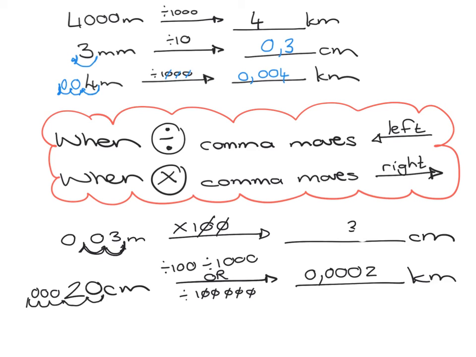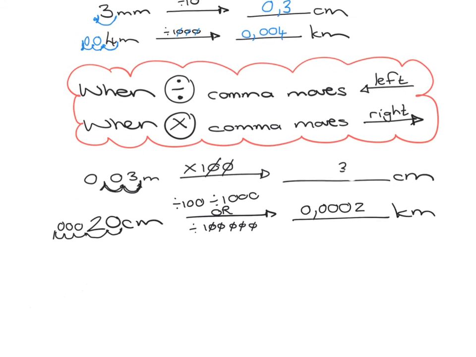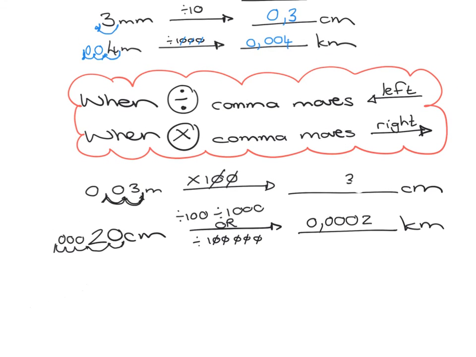Was this the last one? One more. Zero comma 012 kilometers, and I want to turn that into centimeters. So I just went the other way around. Previously I went from centimeters to kilometers. Now I want to go from kilometers to centimeters. So just the opposite is going to apply.